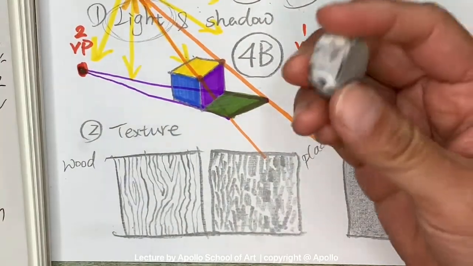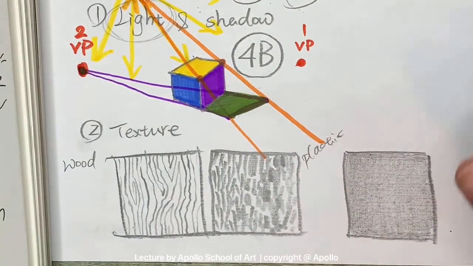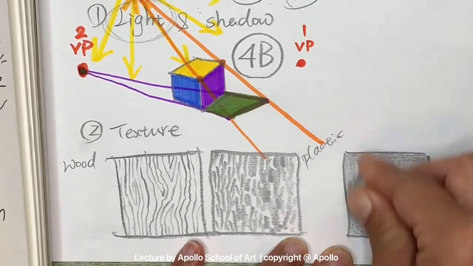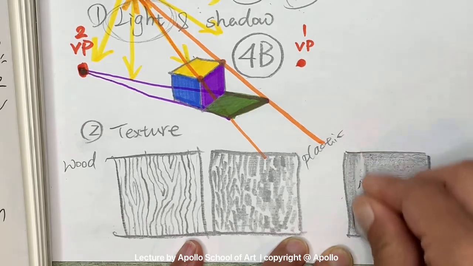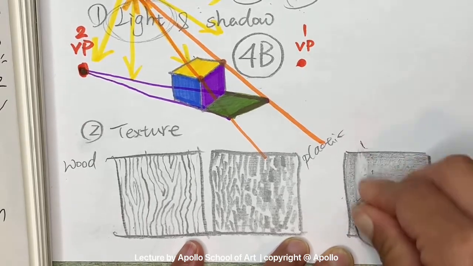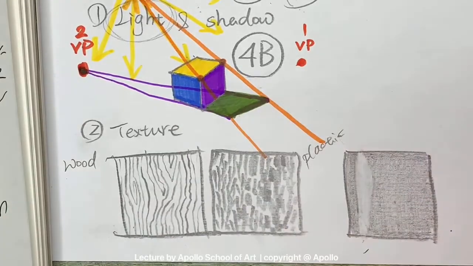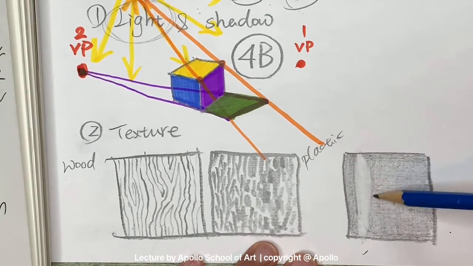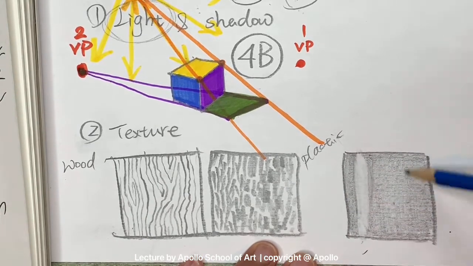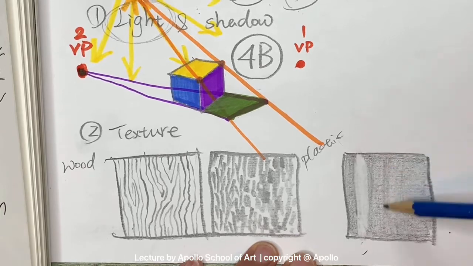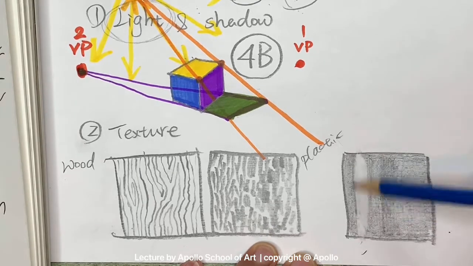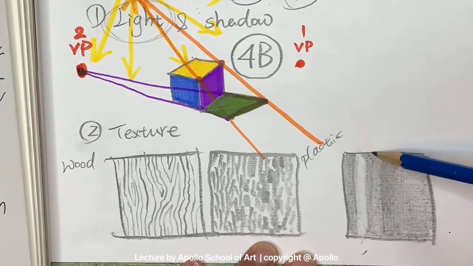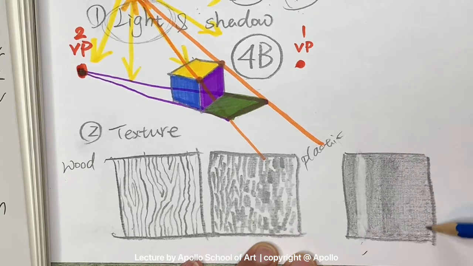Which means we need to use a ruler to highlight somewhere on the plastic, and somewhere a little bit darker, so it will look more like plastic or steel, something like metal.